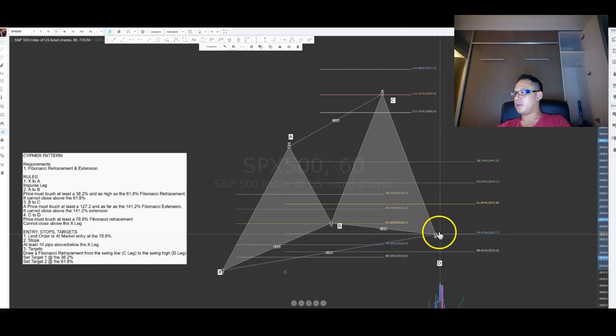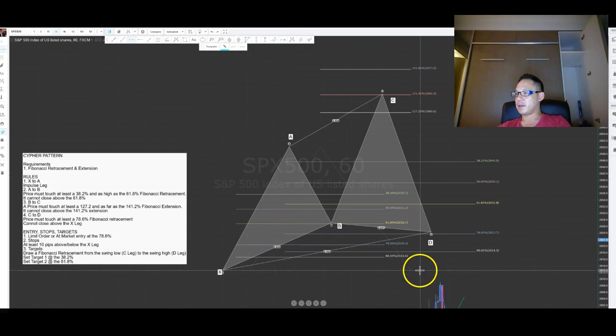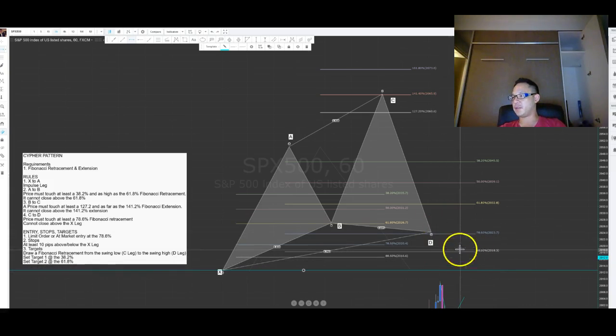Now, price can still technically go down further. It's allowed to, as long as it doesn't violate the X leg. Once it violates that level, the pattern's invalid. But it can pretty much go anywhere here. You can change your rules however you like. I wouldn't do that, but you can trade as low as down here basically.